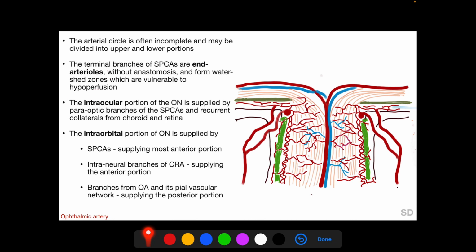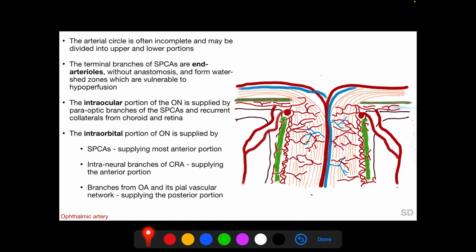The intraocular portion of the optic nerve is supplied by the paraoptic branches of the SPCs and recurrent collaterals from the choroid and retina. The intraorbital portion of the optic nerve is supplied by SPCs supplying the most anterior portion, intraneural branches of the central retinal artery supplying the anterior portion, and branches from the ophthalmic artery and its pial vascular network supplying the posterior portion.